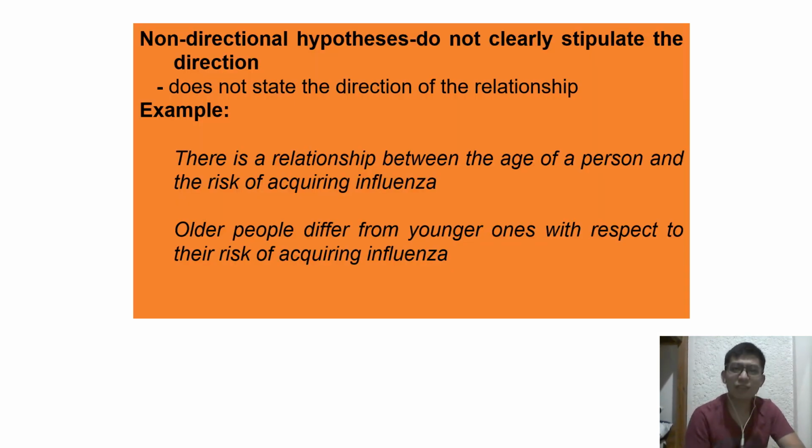So the non-directional hypothesis does not clearly stipulate the direction. Example, there's a relationship between the age of a person and the risk of acquiring influenza. Older people differ from younger ones with respect to the risk of acquiring influenza. Not like in the directional hypothesis, where you use greater, lesser. So here, non-directional hypothesis, it is more generalized. You're not predicting anything.